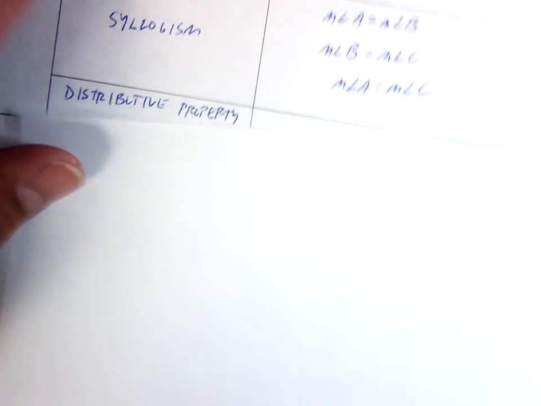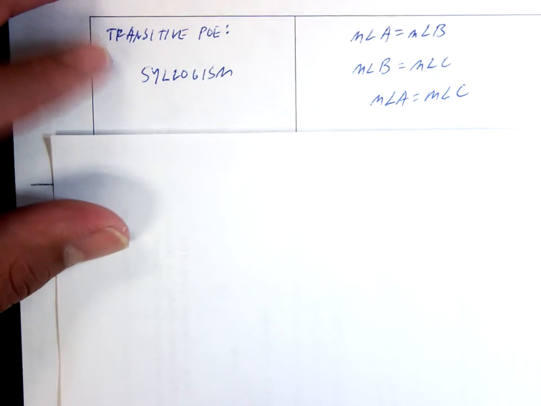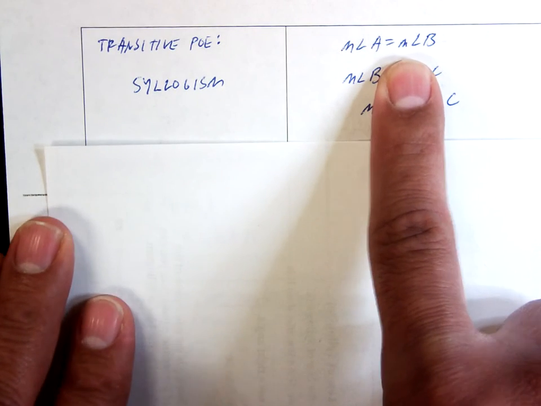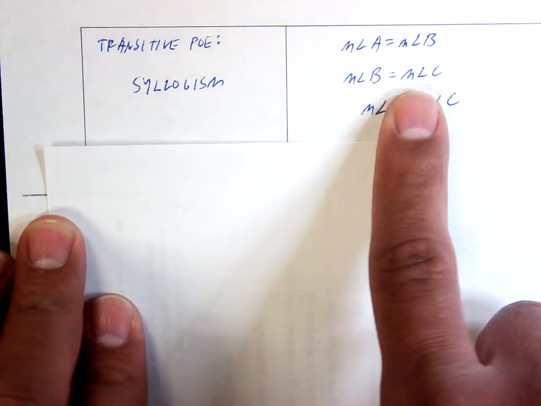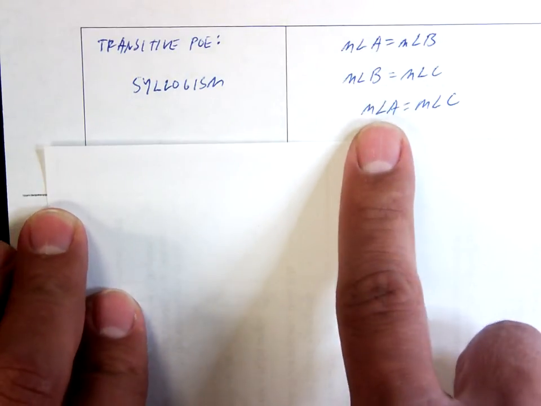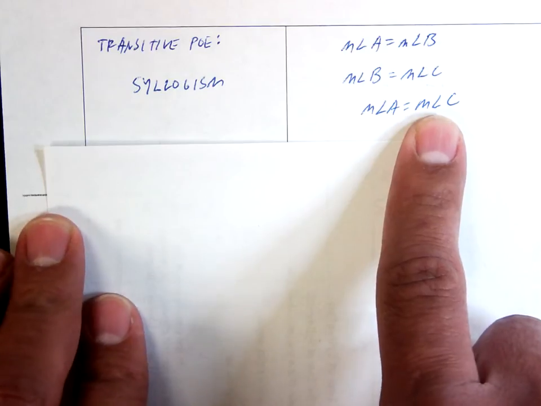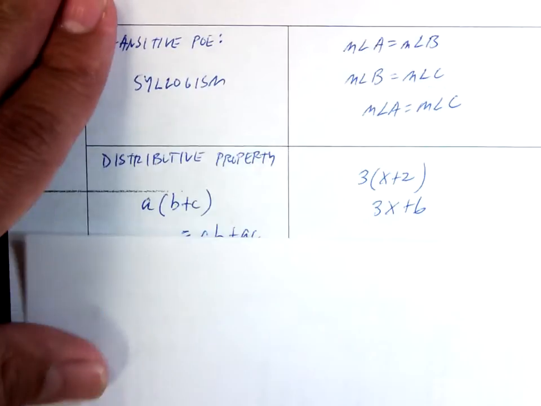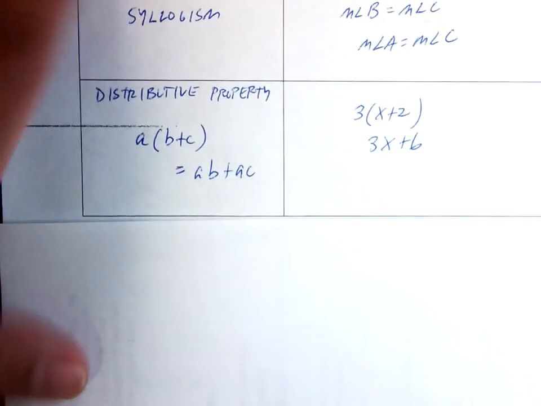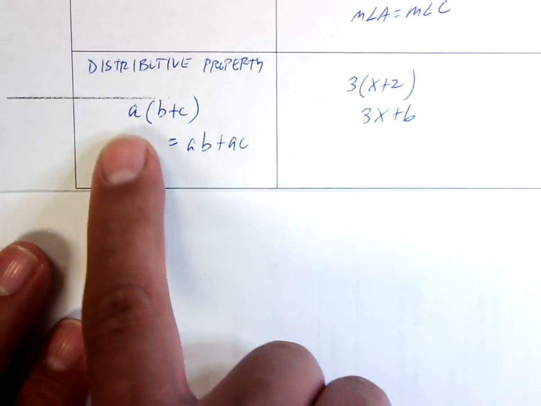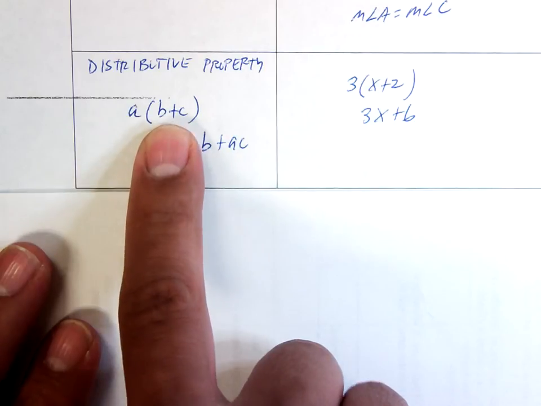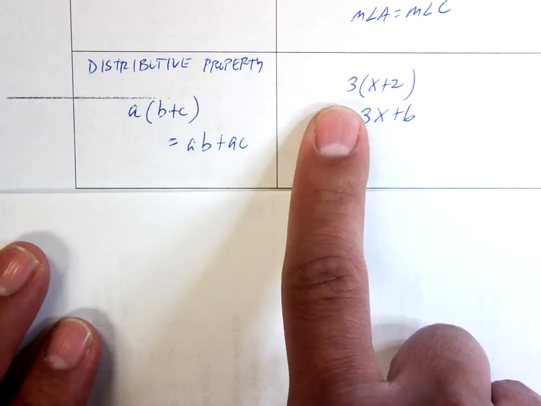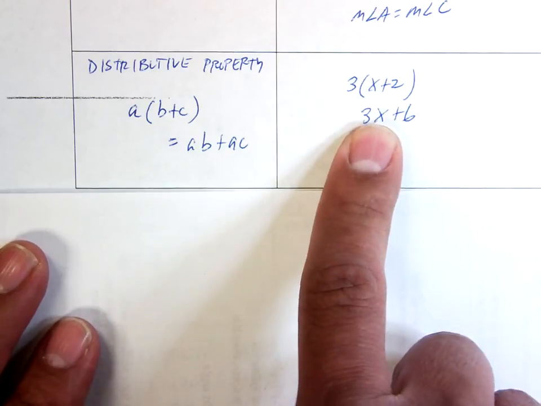Syllogism, or we call this one the transitive property of equality. Well, if the measure of angle A equals the measure of angle B, and the measure of angle B equals the measure of angle C, doesn't it stand to reason that the measure of angle A equals the measure of angle C? Again, we call that the transitive property. Just think syllogism. The distributive property, again, you've done this one for a while. So if I have A times parentheses B plus C, we just run the A through and I get AB plus AC. So example, 3 times x plus 2 gives me 3x plus 6.